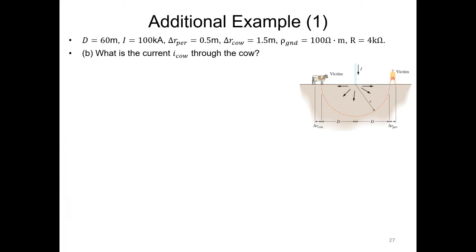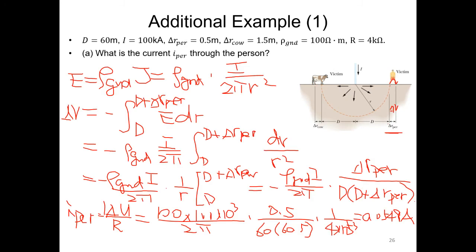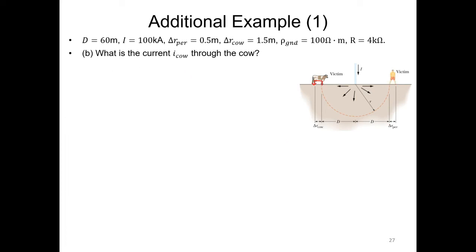So the next question is, what is I cow? There will be a current going through the cow. Actually, we can just use the same equation here. We only replace delta R pearl by delta R cow, then it will be fine.